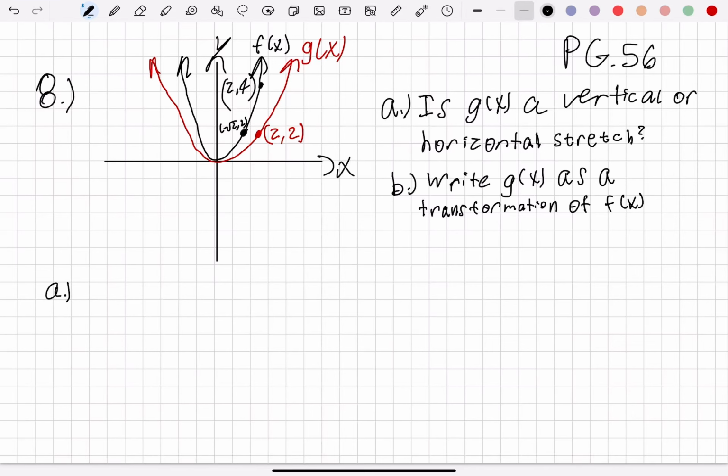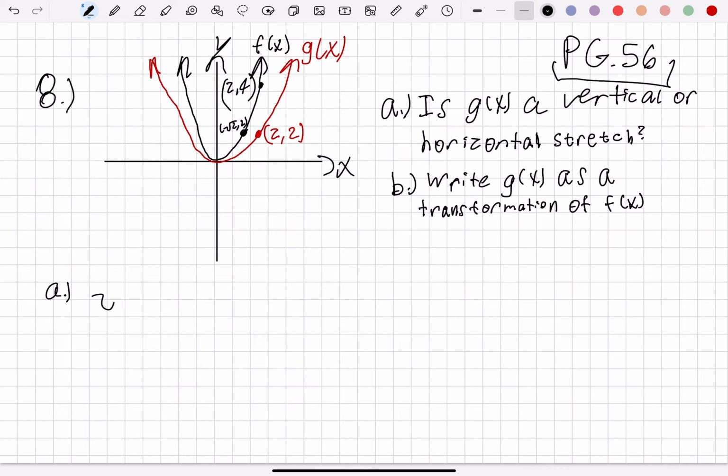Now going on to some vertical and horizontal stretches. We're sticking here on page 56, but now we're moving on to question 8. So we're given two lines, f of x and g of x, and the first thing we need to figure out is if g of x is a vertical or horizontal stretch of f of x. So there's two ways of looking at this.